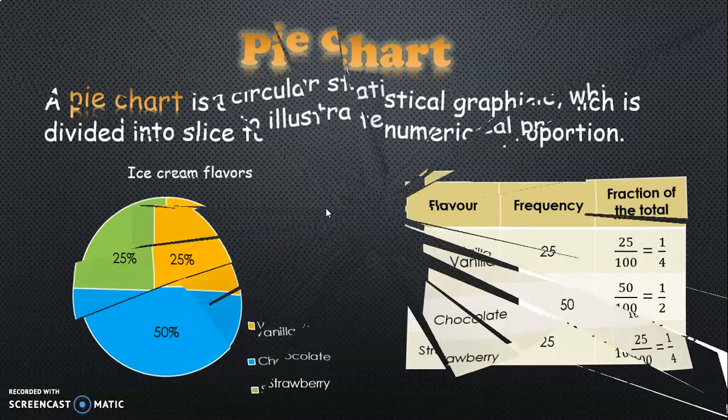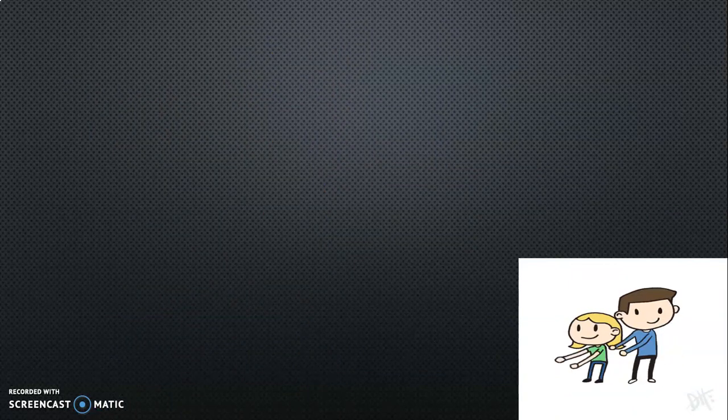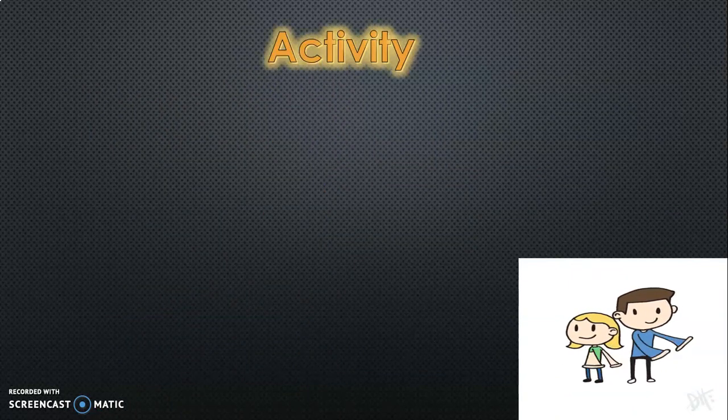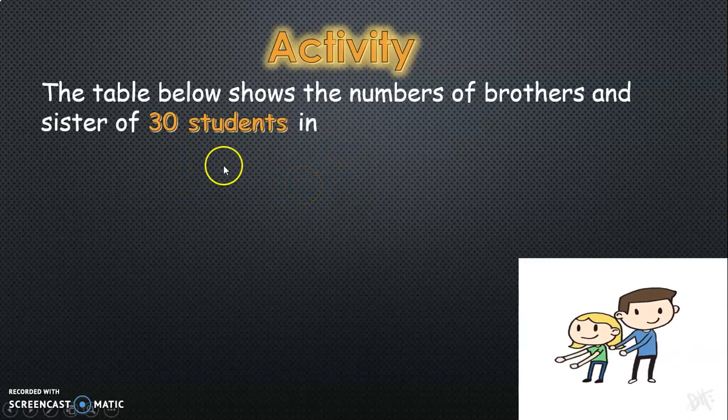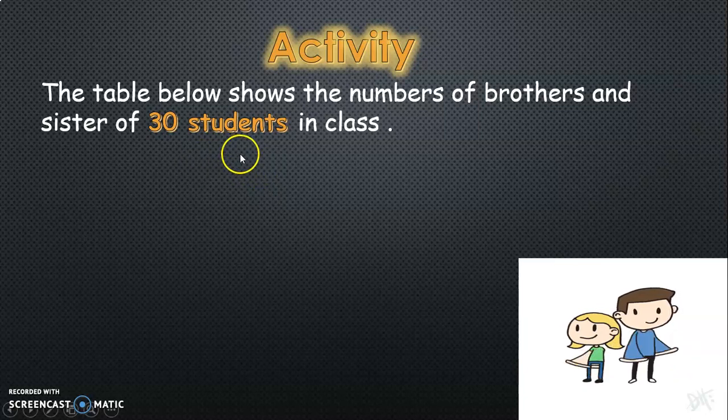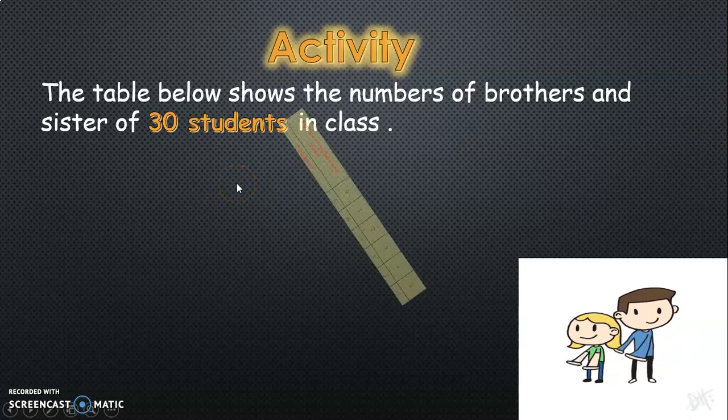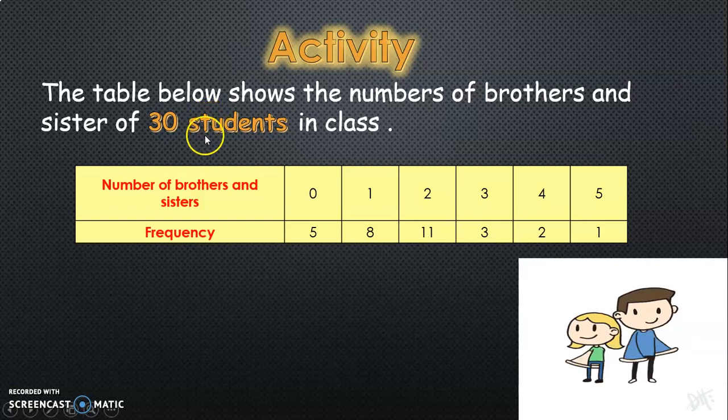Now let us do this in an activity. Here, what we need to do is look at the table showing the number of brothers and sisters of 30 students in a class. It means our total frequency is equal to 30 students. This is our frequency table. This shows the number of sisters and brothers. Frequency shows how many students.